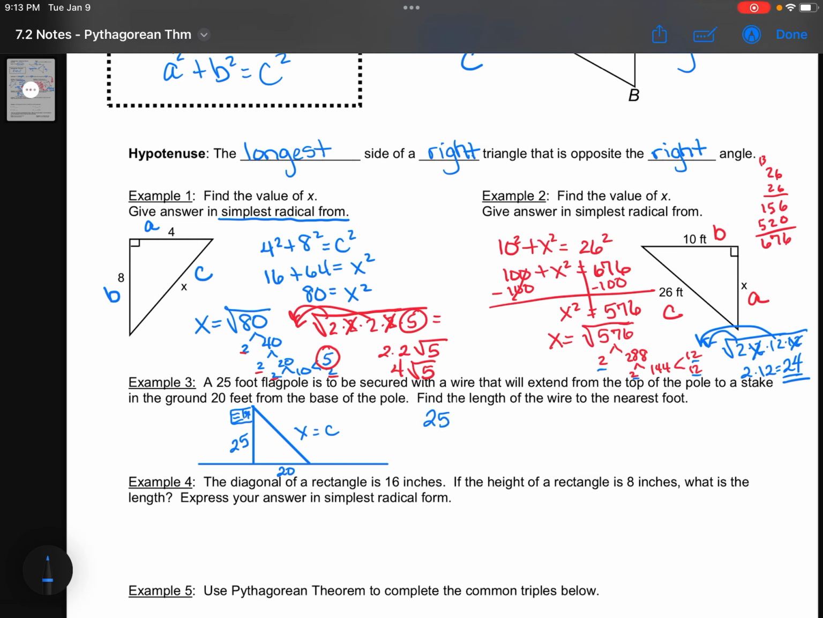So I'm going to have 25 squared plus 20 squared equals x squared. 25 times 25 is 625. 20 times 20 is 400. So that's going to be 1,025. So x equals the square root of 1025. That just seems like that should be a perfect square.